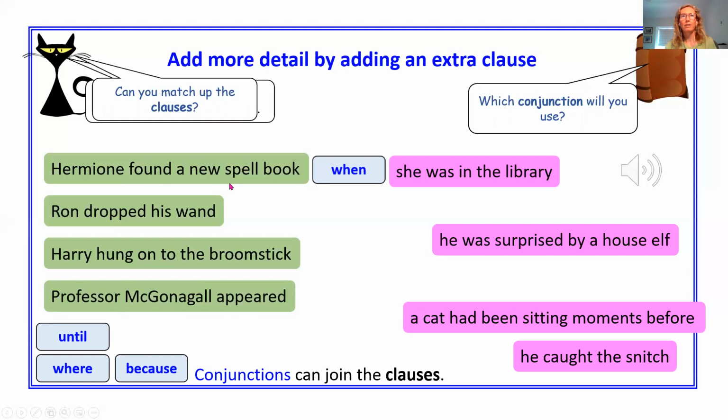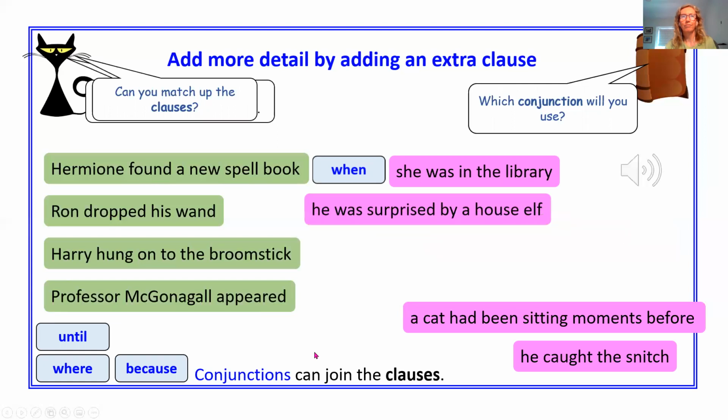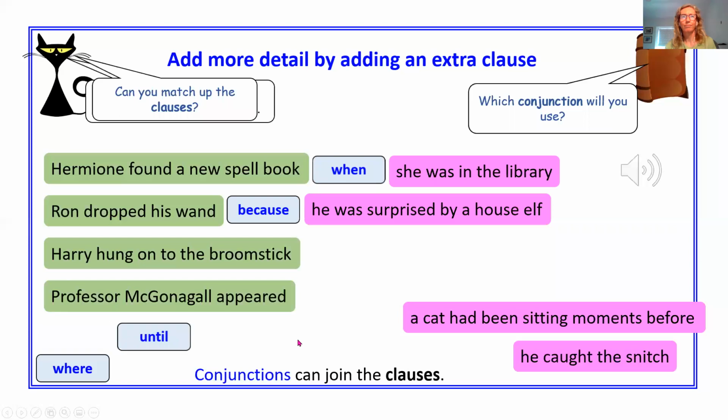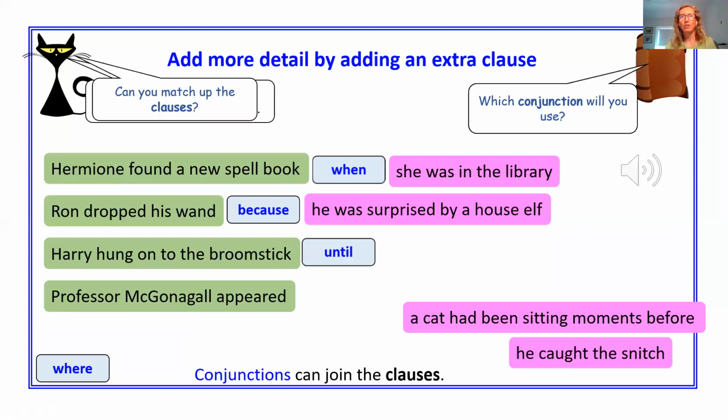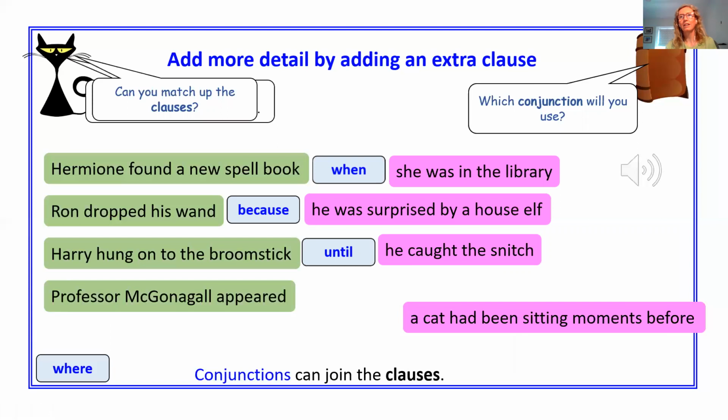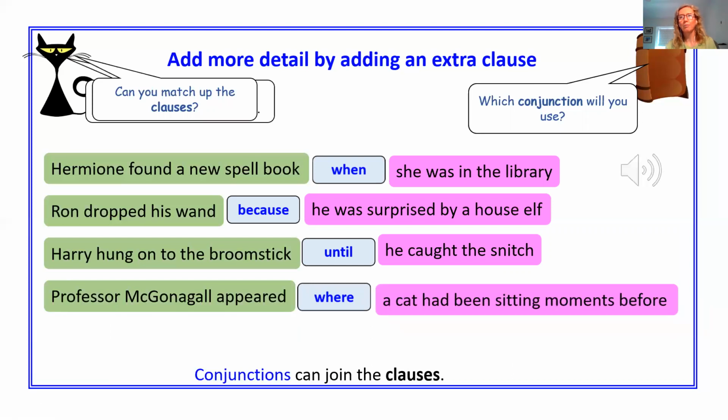So Hermione found a new spell book when she was in the library. Ron dropped his wand because he was surprised by a house elf. Harry hung onto the broomstick until he caught the snitch. Professor McGonagall appeared where a cat had been sitting moments before.